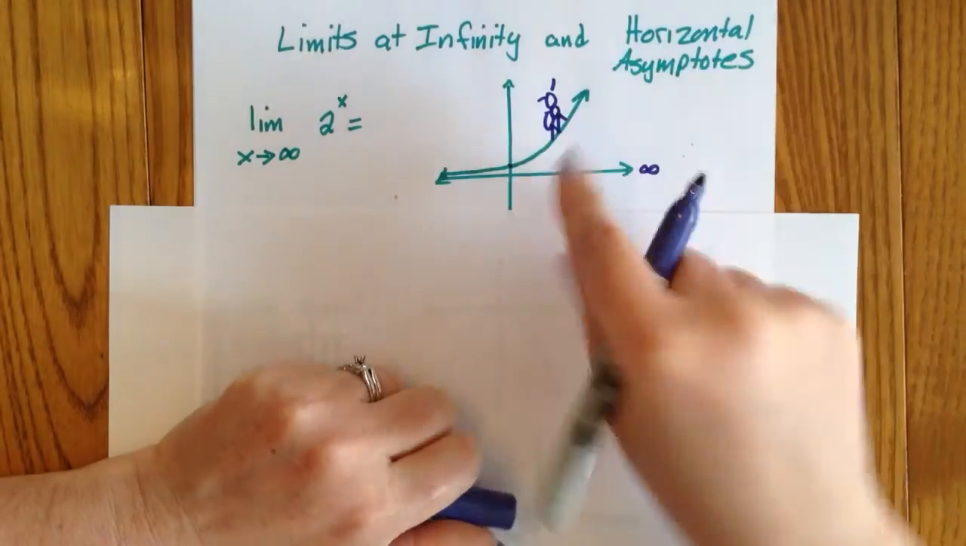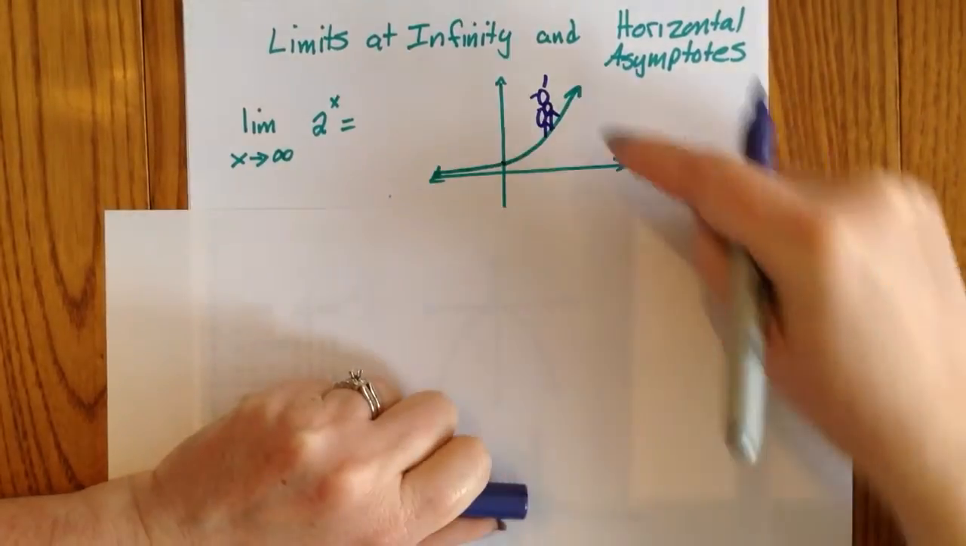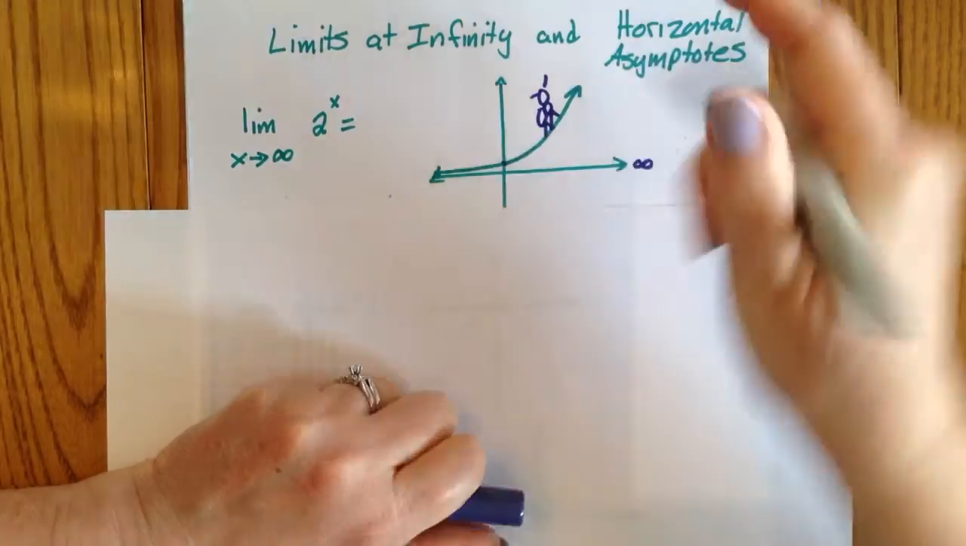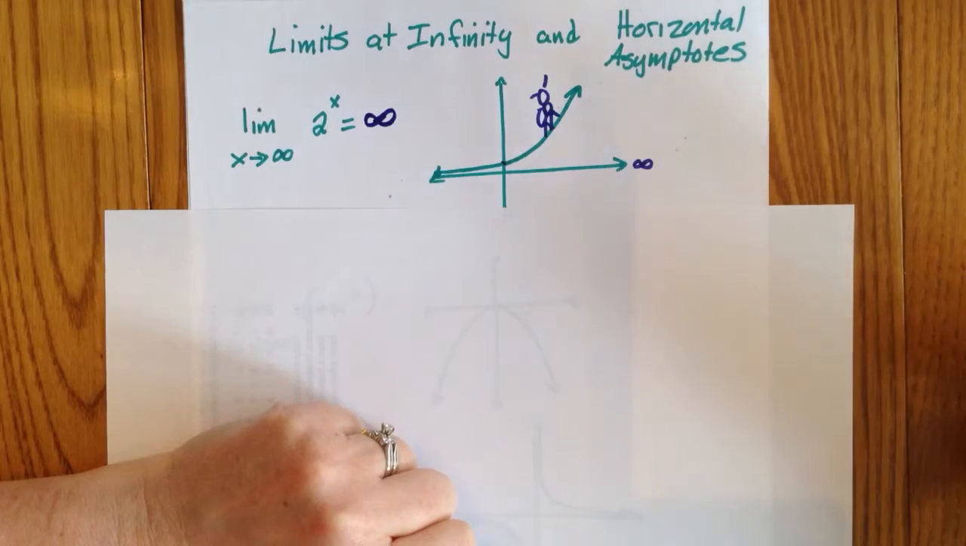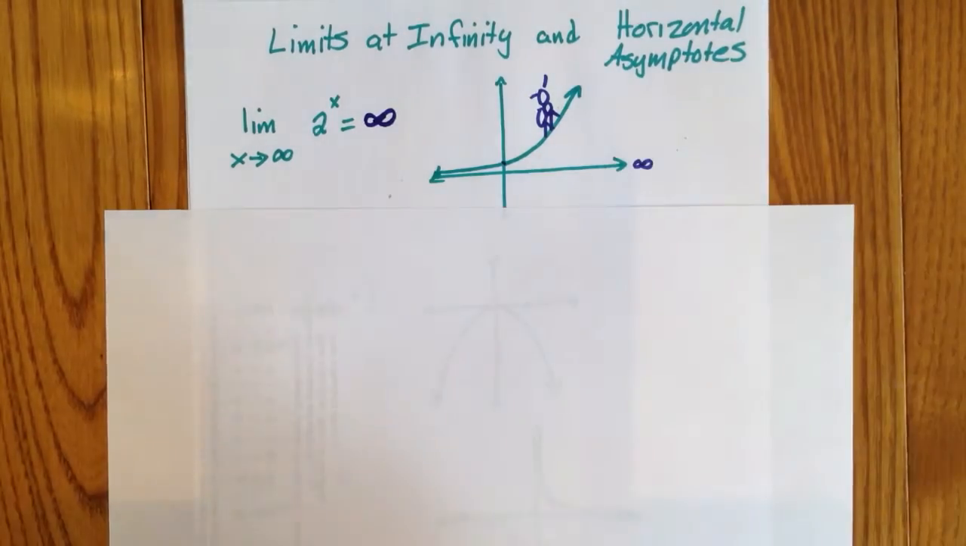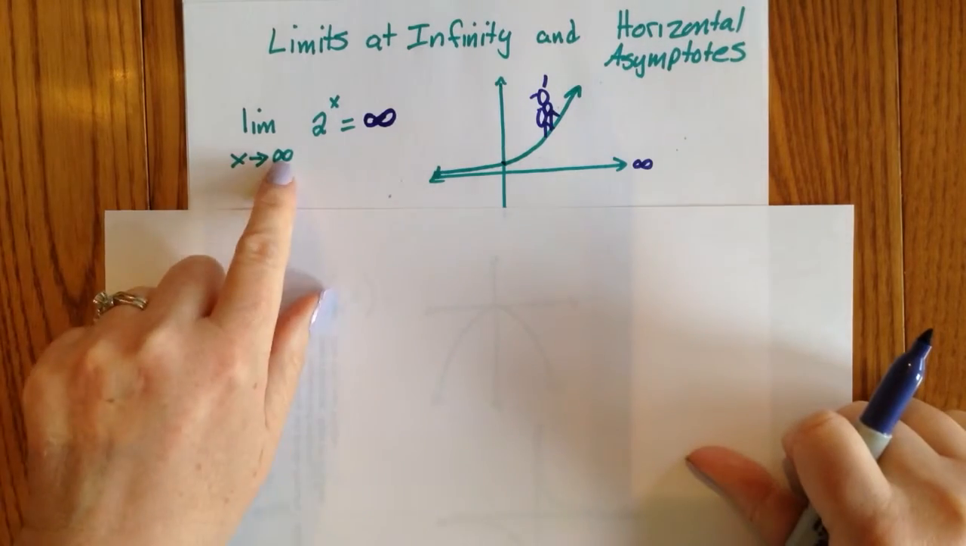Well, what happens as we walk to the right infinitely? This gets higher and higher and higher. And the answer here is positive infinity. The limit does not exist. It goes off to positive infinity. So you might be saying to yourself, well, that makes sense. If this is infinite, that's infinite.